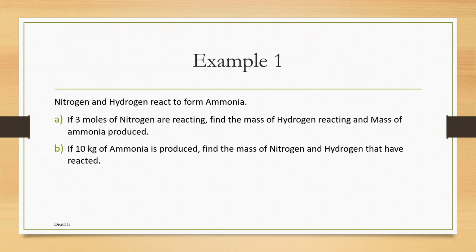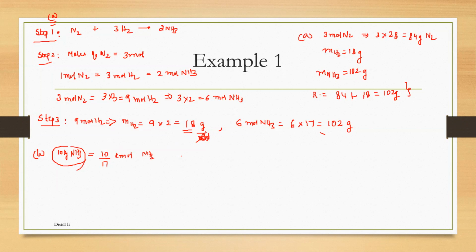Now we know that by stoichiometry, nitrogen plus 3 hydrogen gives 2 NH3. That means when 2 moles of ammonia are formed, we have 1 mole of nitrogen reacting and 3 moles of hydrogen reacting, right?